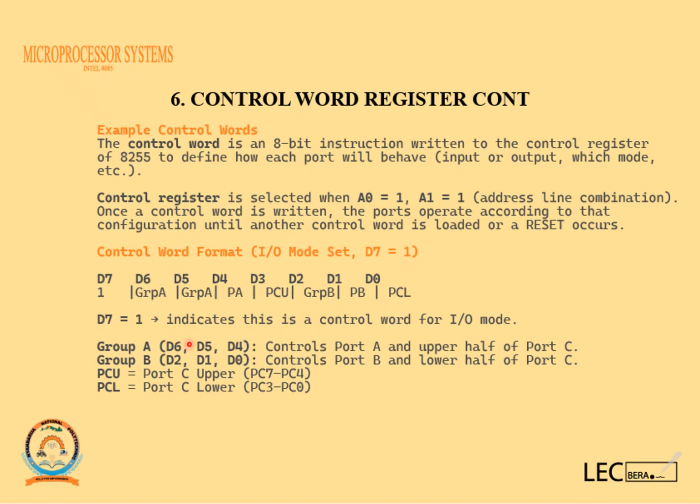So group A needs D6, D5 and D4. Controls port A and upper half of port C. And then group B is D2, D1, D0. Controls port B and the lower half of port C. Then we have port C upper, and then port C lower. So for port C upper it is PC4 to PC7, then port C lower is from PC0 to PC3.